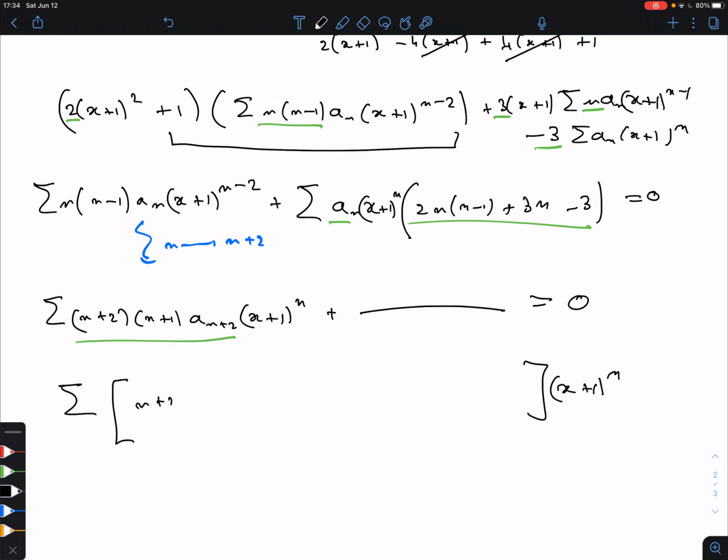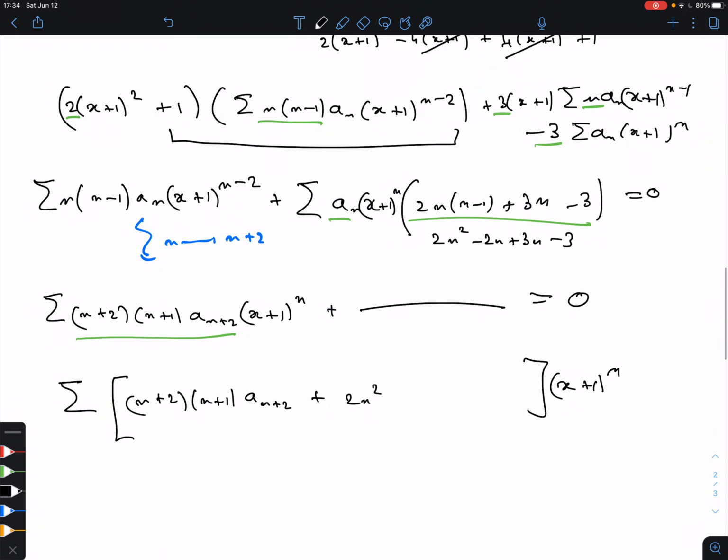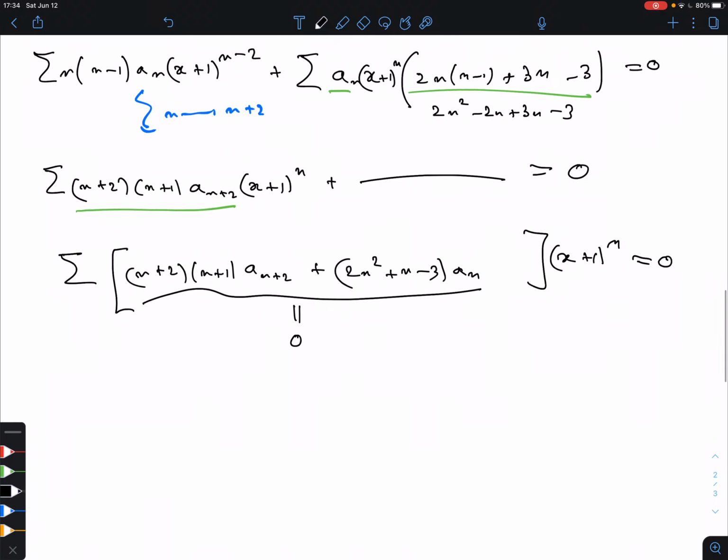Well, we have this (n plus 2) times (n plus 1) times a_(n plus 2), plus, and this one we can perhaps already simplify: 2n squared minus 2n plus 3n minus 3. So that is (2n squared plus n minus 3) times a_n. And this is equal to 0. This means that these have to sum to 0, and we always solve for the highest one, so we bring that to one side to get (n plus 2)(n plus 1) a_(n plus 2) equal to minus (2n squared plus n minus 3) a_n.